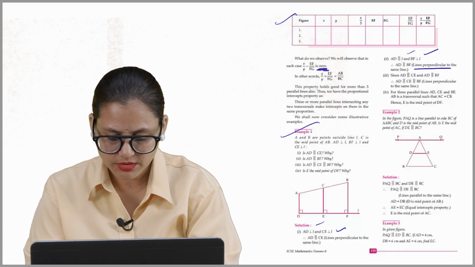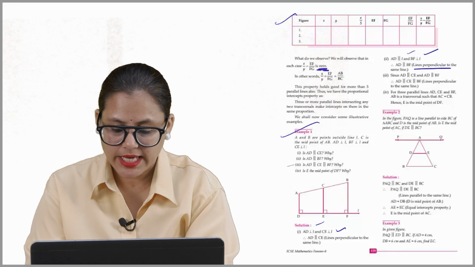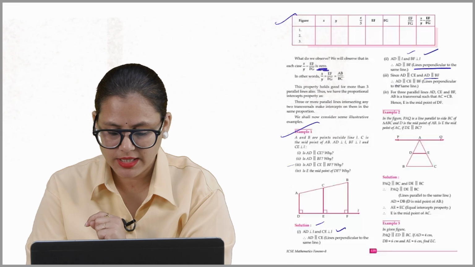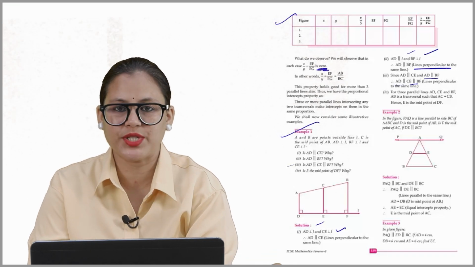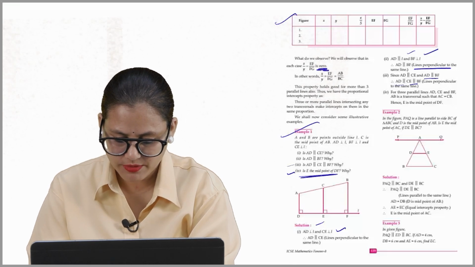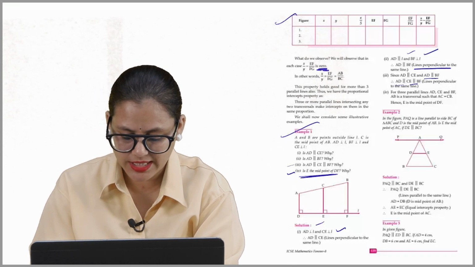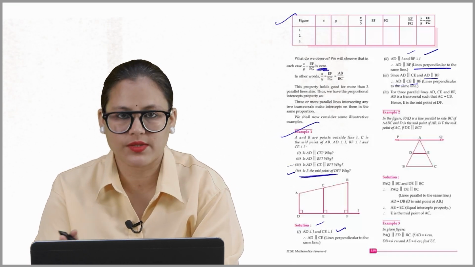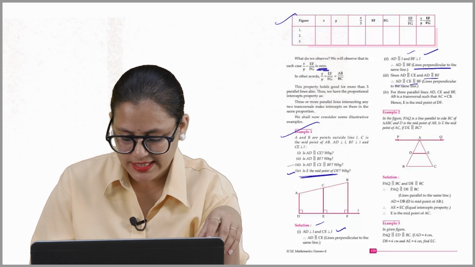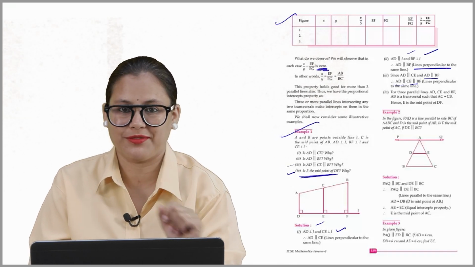Similarly, third: is AD parallel to CE parallel to BF? Why? See, since AD is parallel to CE and AD is parallel to BF, therefore AD is parallel to CE parallel to BF. Again, same reason. And number 4: is E the midpoint of DF? Why? See, for the 3 parallel lines AD, CE and BF, AB is a transversal such that AC is equal to CB. Hence, E is the midpoint of DF, right?